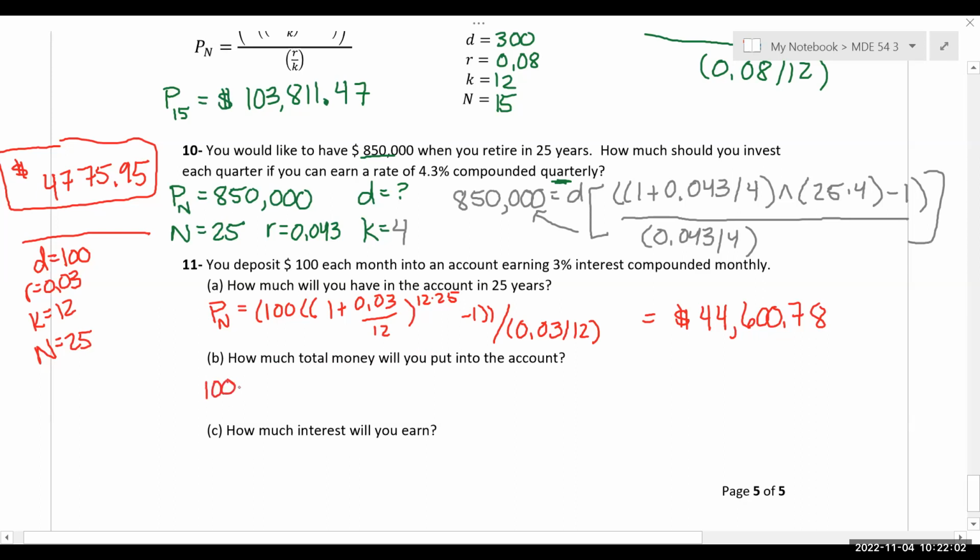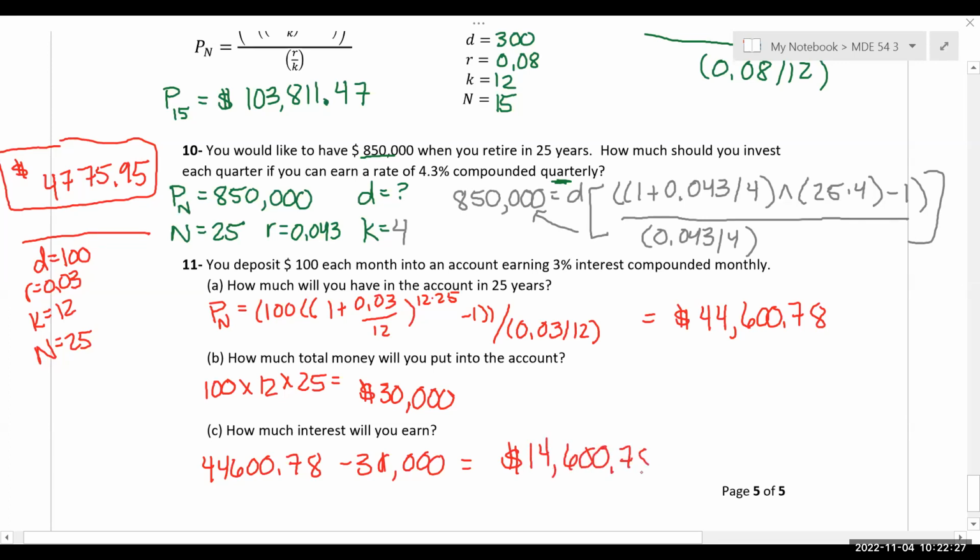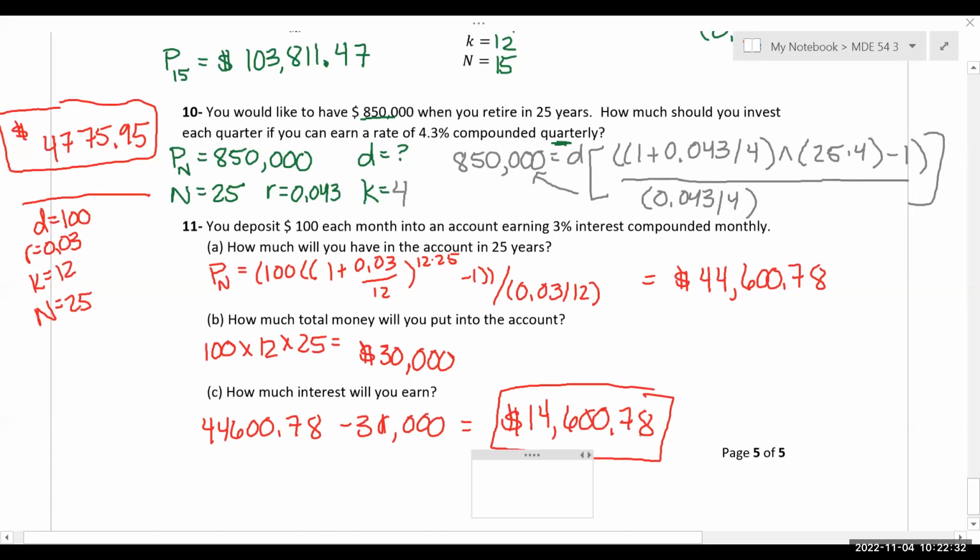From there, how much money did you put into the account? Well, you put in 100 every month for 25 years. You know, is this a good deal? You put in 100 times 12 times 25, 30,000. That's a pretty good deal. So interest is going to be the difference, 14,678. So it's the difference in the two amounts. So you made a pretty decent chunk of interest here, almost half of the original investment in interest. All right, that concludes our savings annuities.